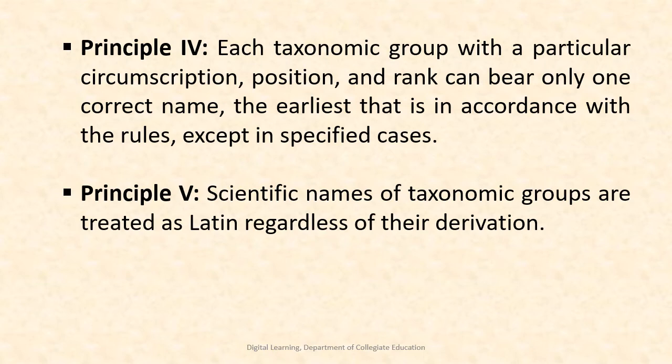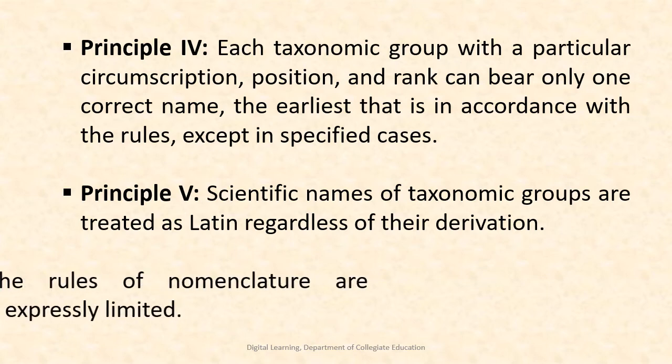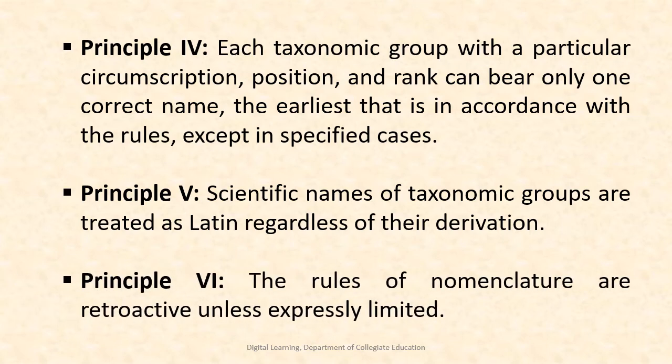Principle five: scientific names of taxonomic groups are treated as Latin regardless of their derivation. Principle six states that the rules of nomenclature are retroactive unless expressly limited.